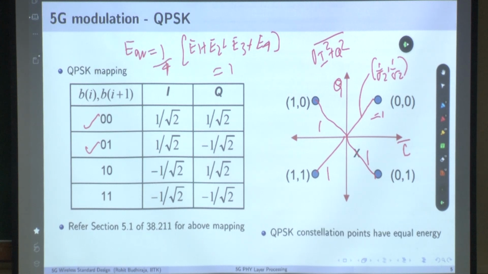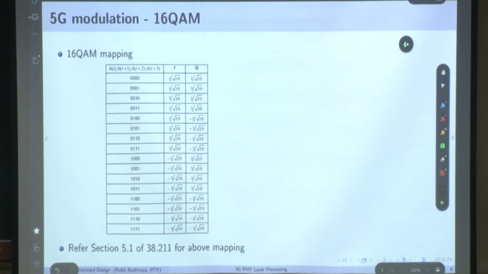Having told you about this QPSK average energy, all the constellations defined in the standard have unit average energy. It is not ensured that all the points will have the same energy when you move from QPSK to 16 QAM, I will show you that, but the average energy of the complete constellation is going to be 1. We will see this. I hope this is visible. Can you see this, or should I zoom in? Is it visible to all of us?